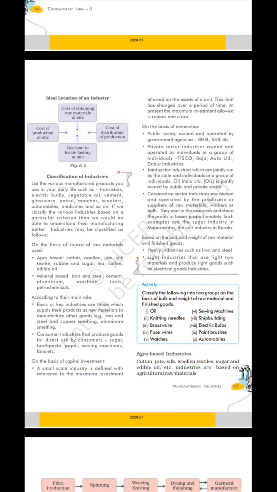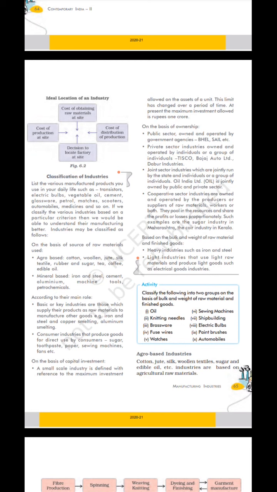On the basis of ownership: public sector industries are owned and operated by government agencies, BHEL, SAIL, etc. Private sector industries are owned and operated by individuals or a group of individuals, TISCO, Bajaj Auto, Dabur Industries. Joint sector industries are jointly run by the state and individuals or a group of individuals. Oil India Limited is jointly owned by public and private sector.